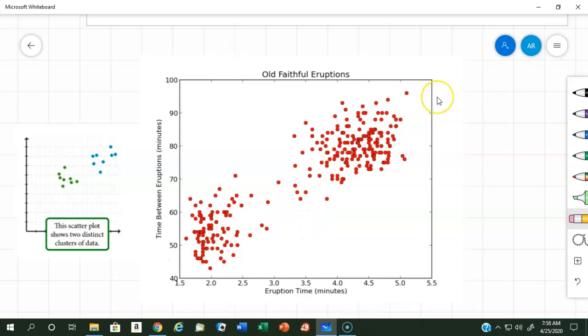Again, there is a linear relationship there. There's also a positive relationship there. So the longer it erupts, the longer the time between eruptions, but you also can see that there is a cluster there as well.